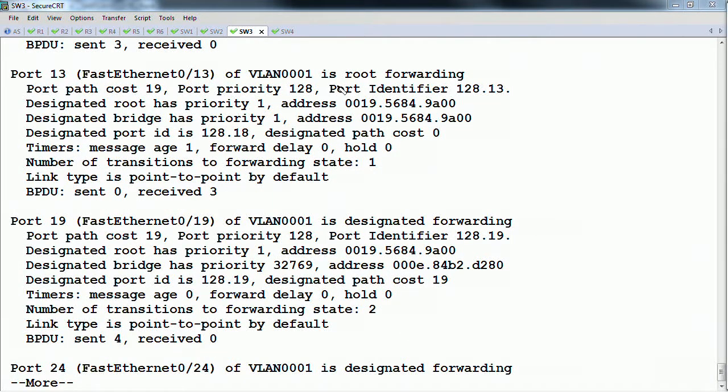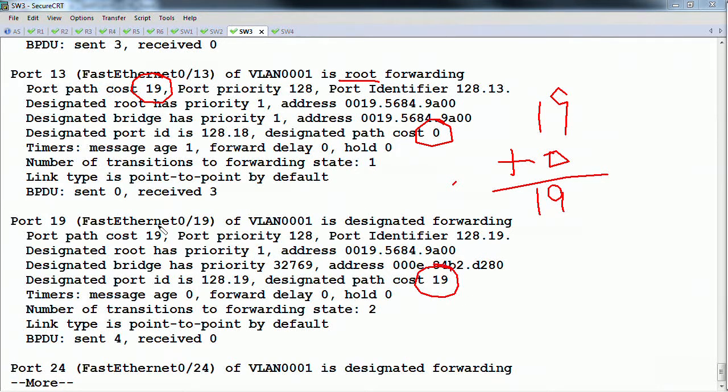Again, if we look at the reason why this is the root port, they are advertising a cost of 0. I have a local cost of 19. You say they, what is they? It's whatever device is on the other side of the link. So this link has a total cost of 19. This one has 19 plus 19, or 38. So this value is lower. This is why this one is being elected the root.